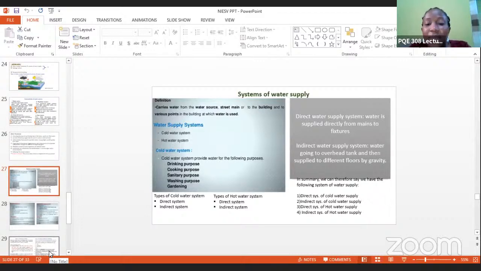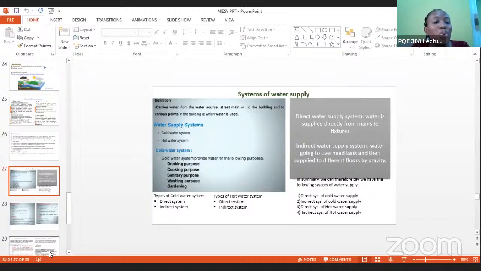Now, we have systems of water supply. Let us first define it. What do we mean by systems of water supply? That is a system that carries water from the water source or street main to the building, and from the building to various points in that building at which you can take your cup and collect it, or use it directly. That is what we mean by systems of water supply.